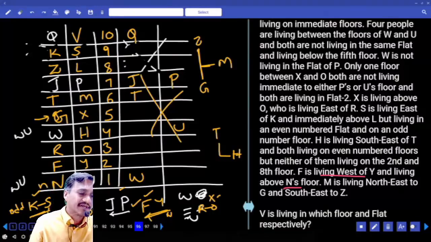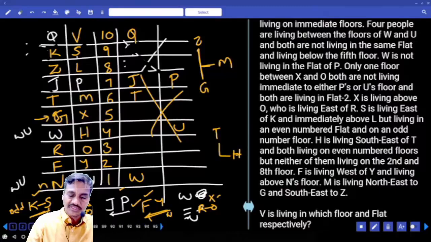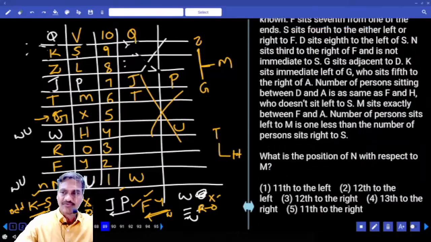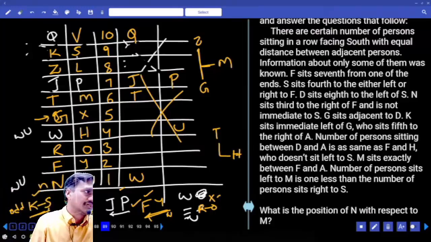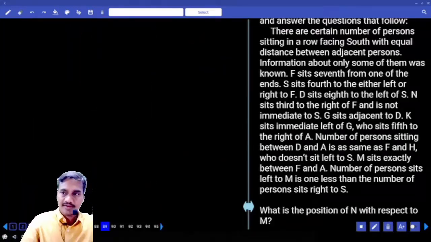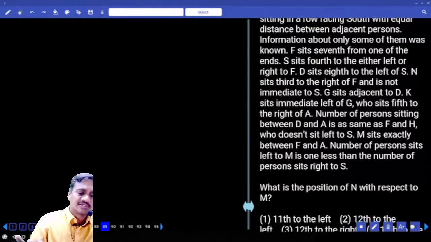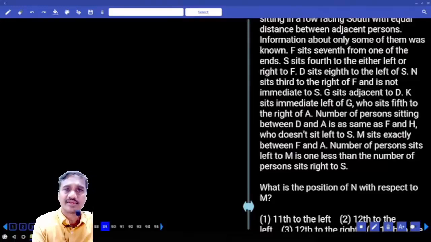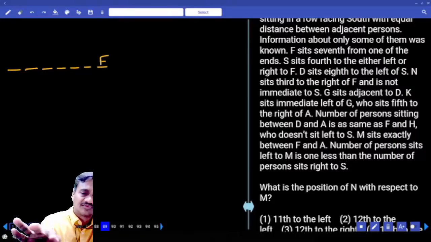Now there are an uncertain number of persons sitting in a row facing towards south. Facing towards south is clearly given. As you are facing towards south, a certain number of persons are in a row, with equal distance, and F sits 7th from one of the ends. The end can be either the left hand or the right hand. 1, 2, 3, 4, 5, 6, 7. F is here, 7th from one of the ends.